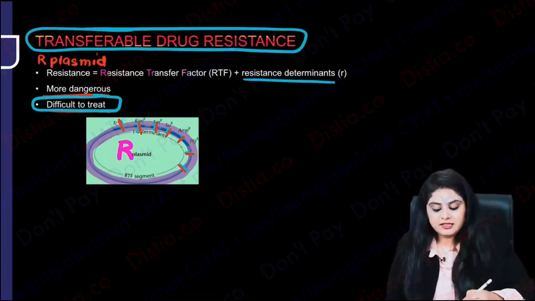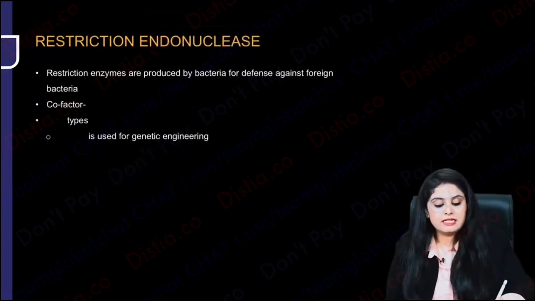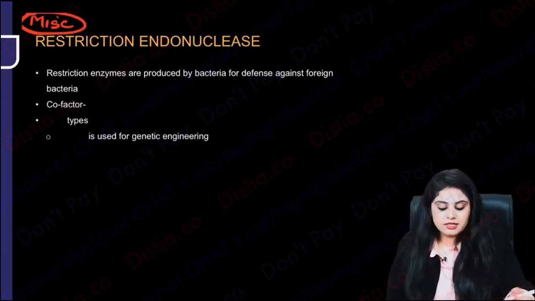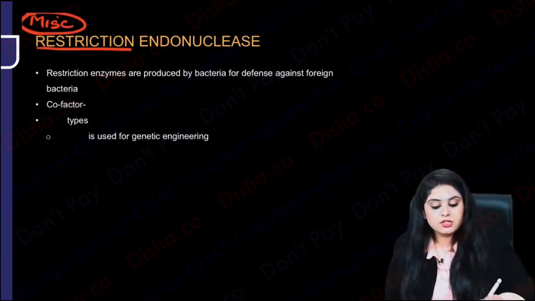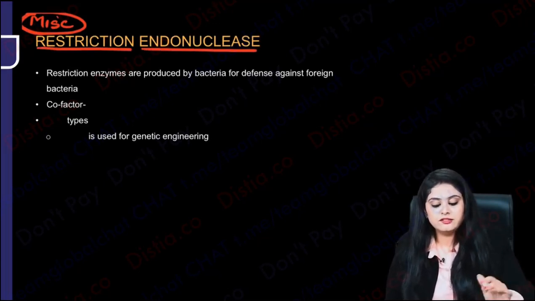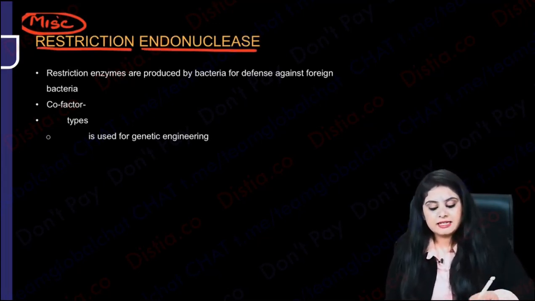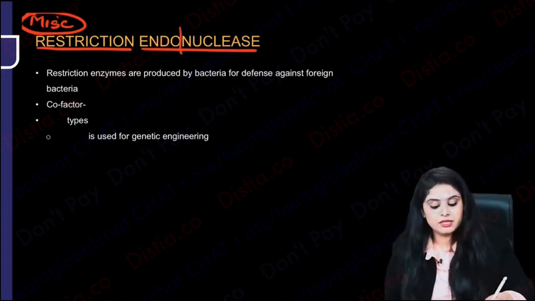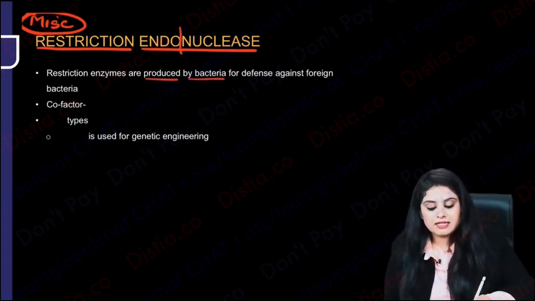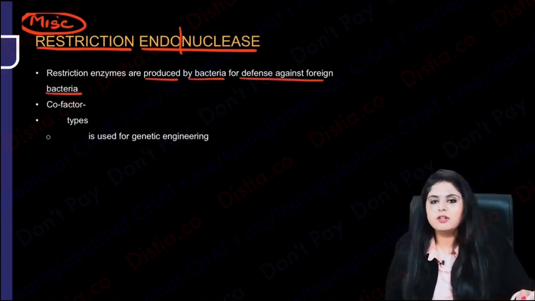There are two miscellaneous topics that I wish to teach you in bacterial genetics, and the first one is known as restriction endonuclease. The second one is going to be CRISPR-Cas9. When I talk about restriction endonucleases, you can see the word endonuclease, it breaks something that is DNA. Okay, they are produced by bacteria for defense against foreign bacteria.